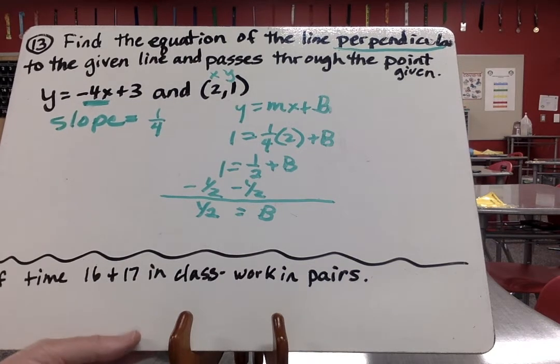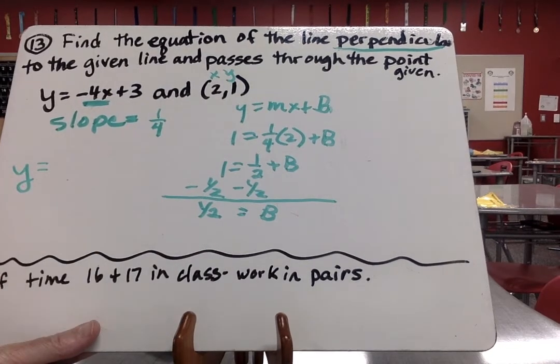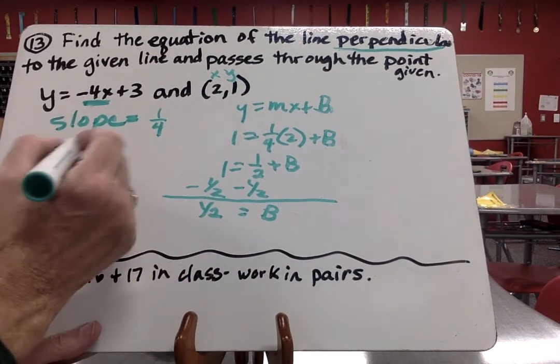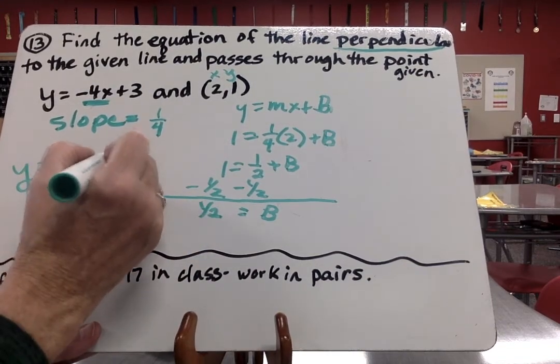Okay, now we need to put it in our slope-intercept form right over here. So we get y equals, our slope is 1/4, x plus b is 1/2.